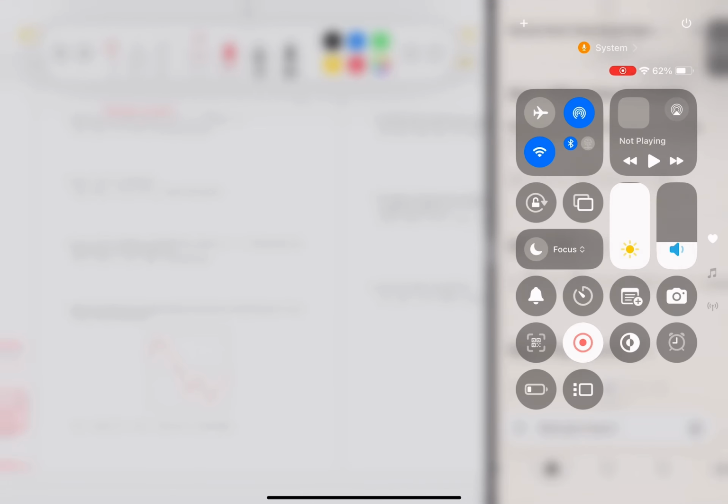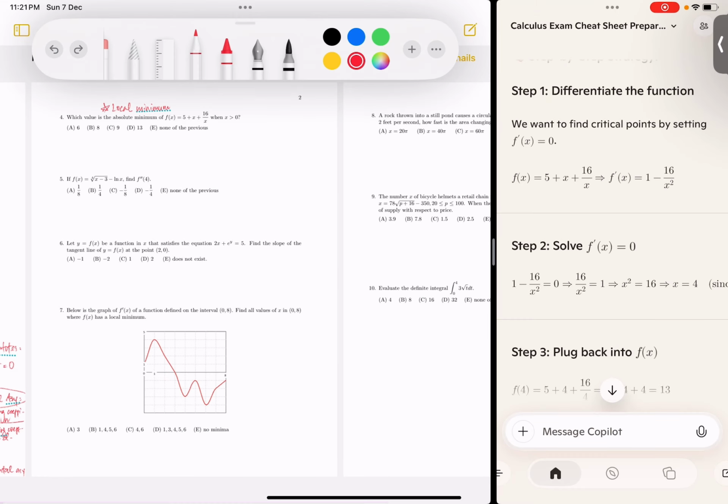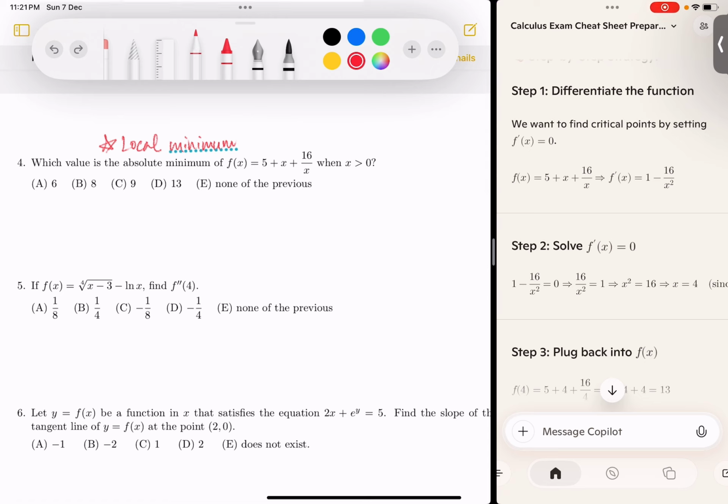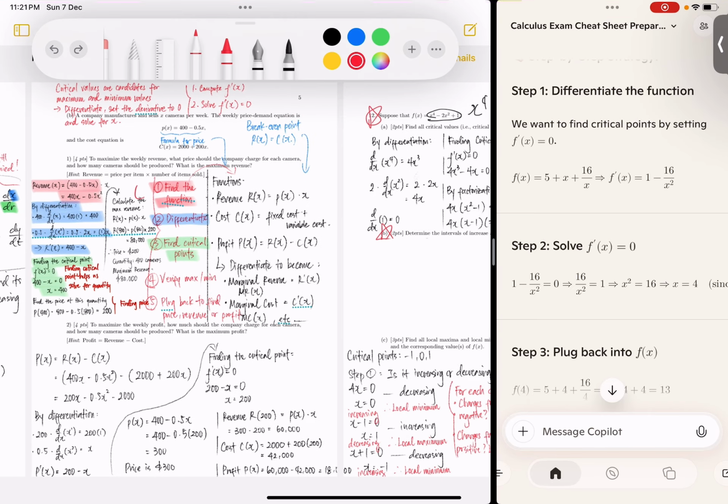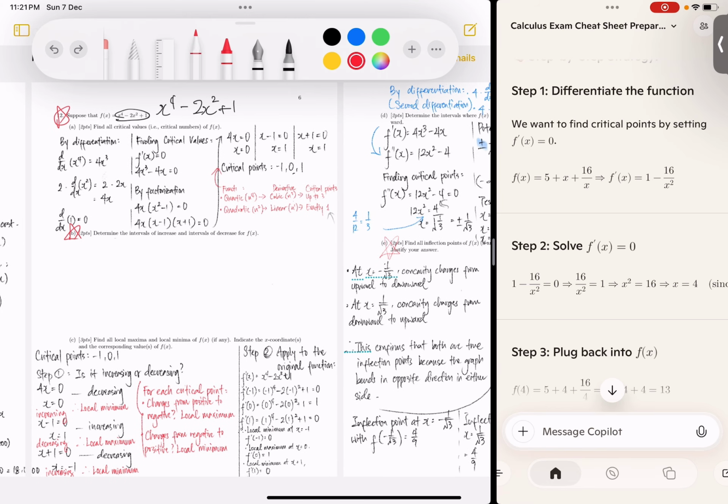All right. Now we're going to do question 4. Question 4 asks us which value is the absolute minimum, and is that just another word for local minimum? This is something that we've actually already found with 12C, I believe. Yeah, 12C. We found the local minimum, we found the local maximum.